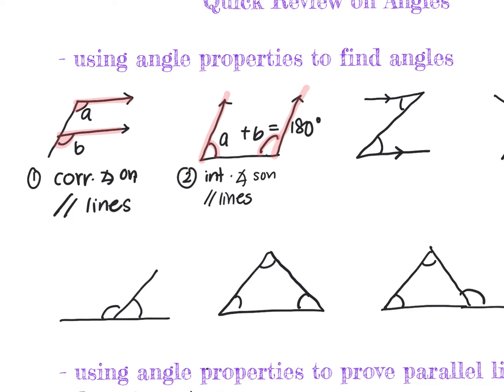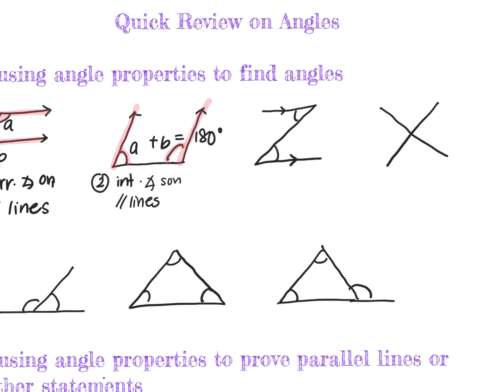Next, we have the alternate angles. If you have two horizontal straight lines, or two parallel lines, and there's a transversal going across these two lines forming a letter Z, these two angles are alternate angles. They will be equal to each other, and this is called alternate angles on parallel lines. Remember, you can have alternate angles, but if the lines are not parallel, they are not equal.